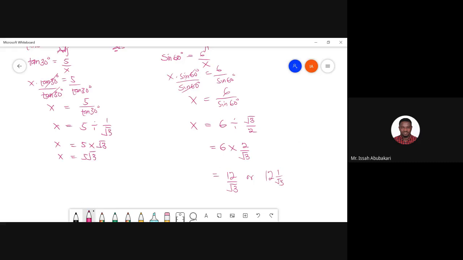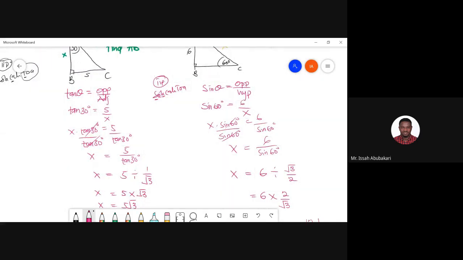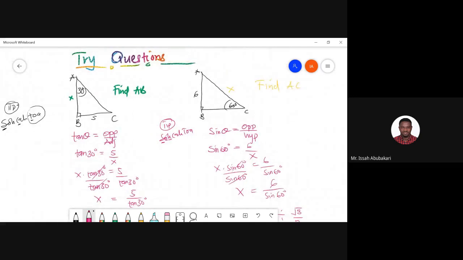Is that okay? So x becomes this value. This is what you need to know. This is why you need to know the special angles. Please take them off head, know them off head. Any question can be solved by this tip.